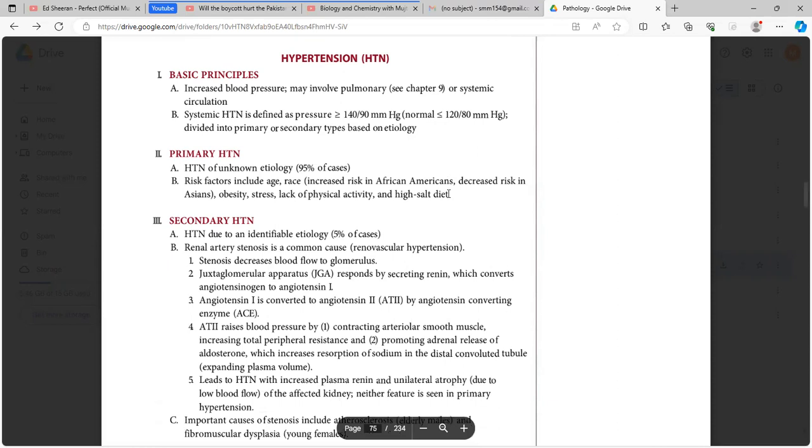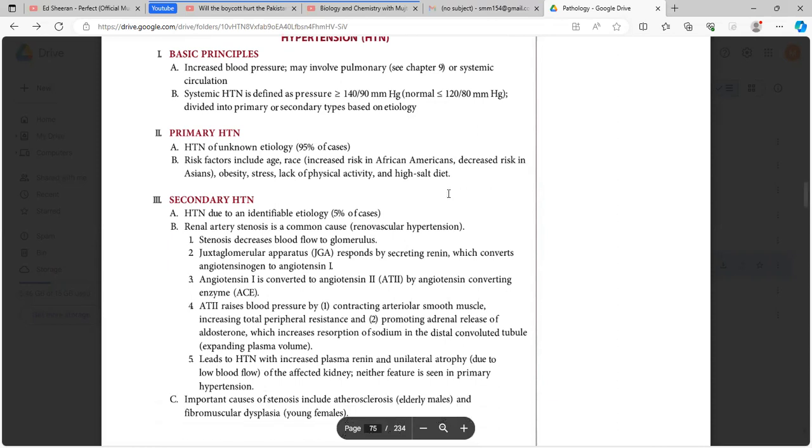Now, there are two causes of hypertension. The first one is primary, which means that the cause is idiopathic. Idiopathic means that the cause is unknown. And secondary hypertension, which means that the cause is known. It can be due to a variety of reasons.